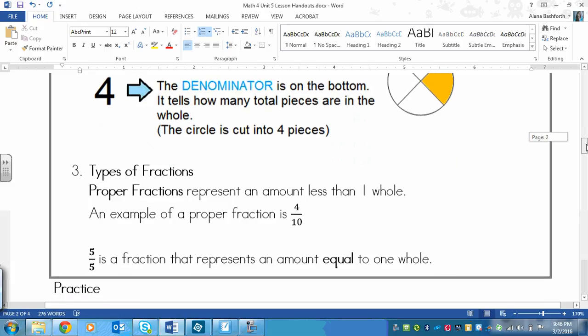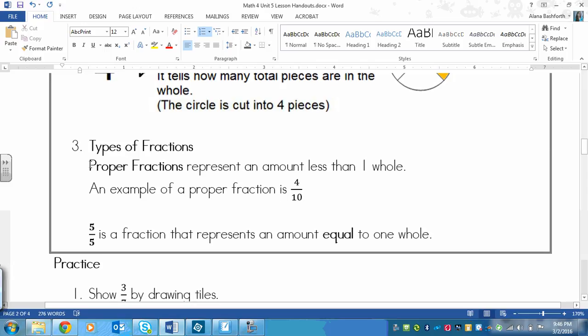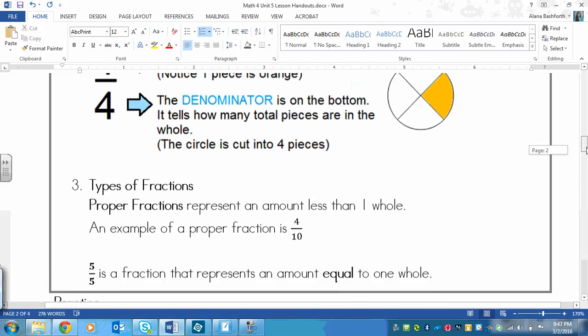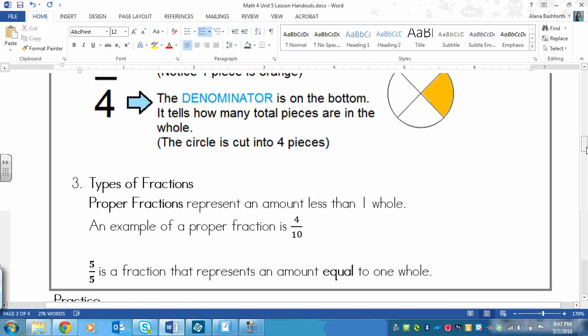Now, the type of fraction that we're going to be focusing on this year is called proper fractions. And proper fractions are just fractions that represent an amount less than one whole. There are fractions that represent more than one whole. But we'll look at that in the future grades. So what we focus on are proper fractions. And an example of that is what we saw on the other side, 4/10.